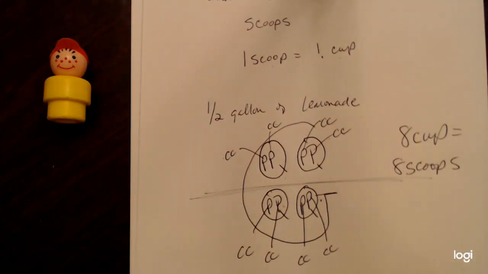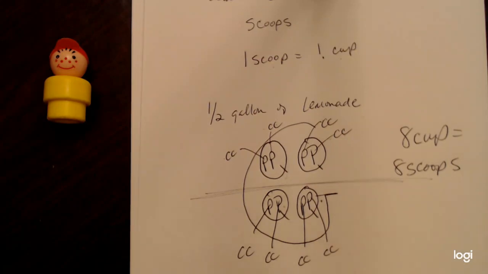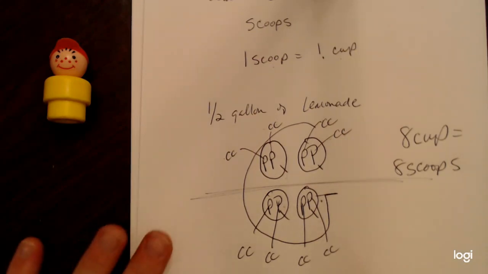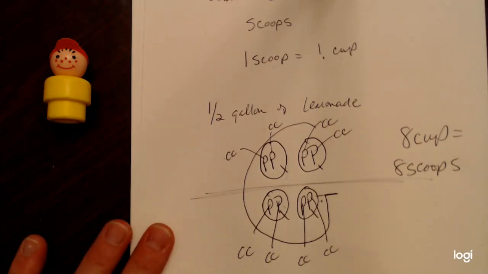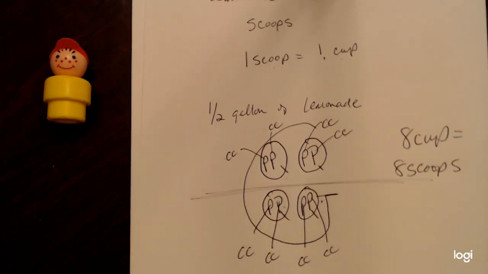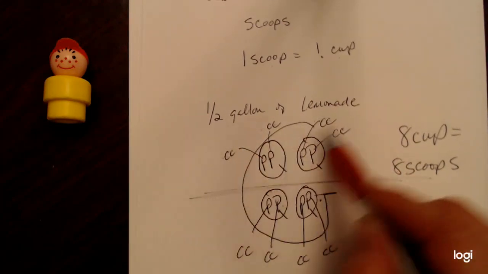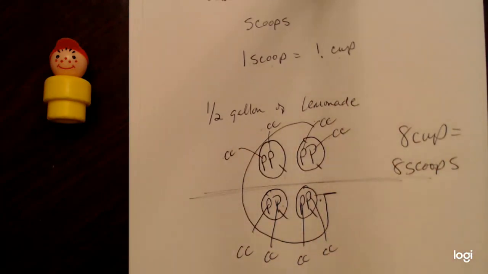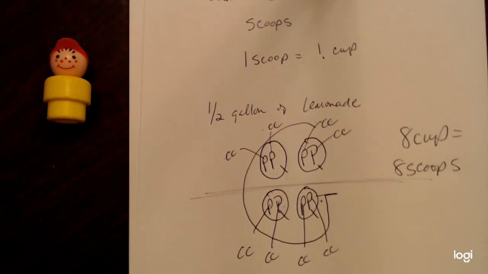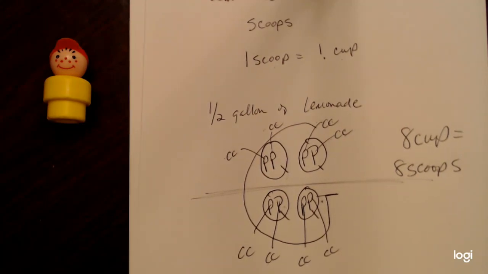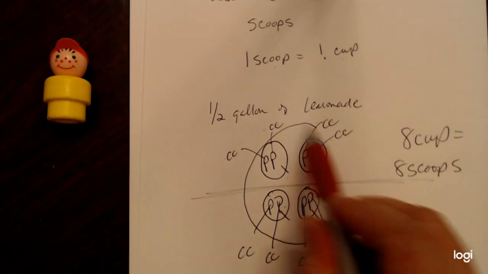So let's say here that I need, how many pints equal 6 cups? Well, 1, 2, 3, 4, 5, 6 cups, and that would be 1, 2, 3 pints. So 3 pints equals 6 cups. And that's the easiest way of doing it.